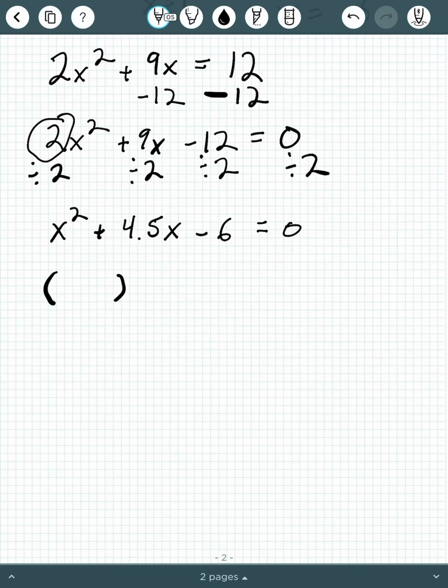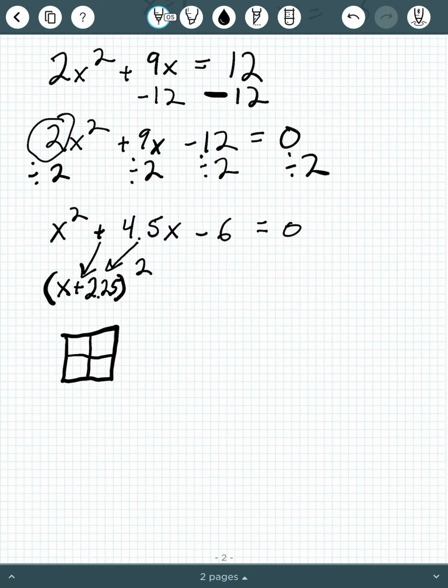So we'll start the same way we have been with our parentheses squared, and in there we'll take x squared and turn it into x. Our sign is addition, so we'll keep that. And now 4.5 still is divided in half to give us 2.25. To figure out what's going outside the parentheses, we can do that same check we always have done, where we say, okay, what is x plus 2.25 multiplied by x plus 2.25?